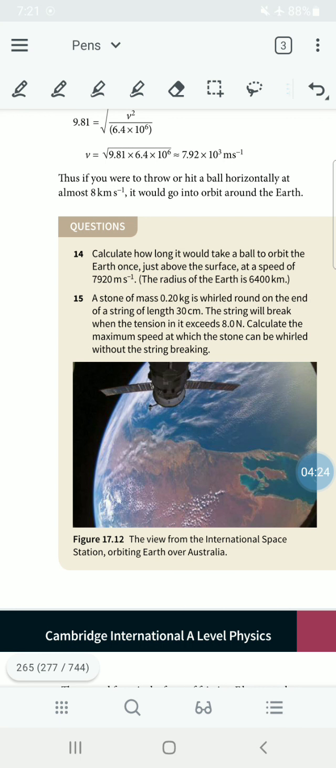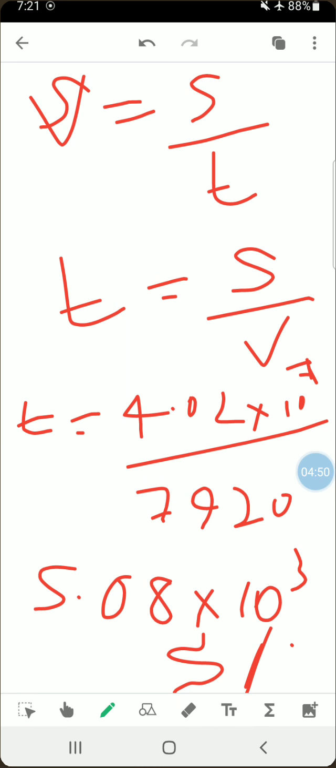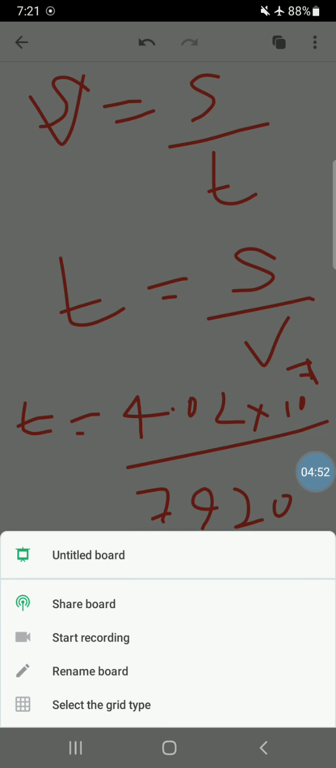I hope you did that. Then I'm sure you have done question number 15 as well. Let's do that quickly. A stone of mass 0.2 kilograms is whirled round on the end of a string of length 30 centimeters. The string will break when the tension in it exceeds 8 newtons. Calculate the maximum speed at which the stone can be whirled without the string breaking. So what are the details that they have given us? We have to first mark the details that they have given us.